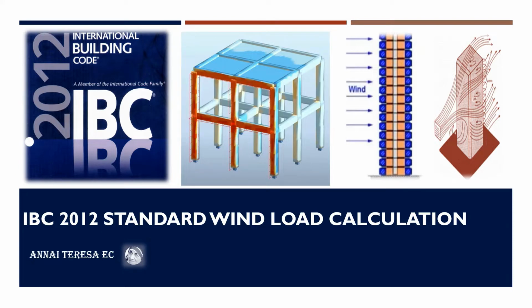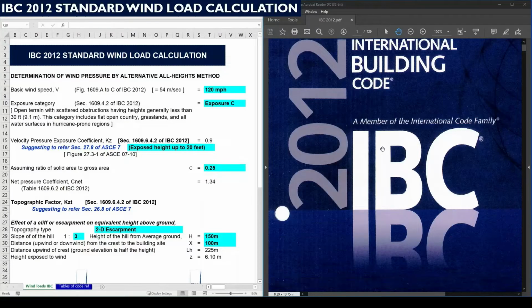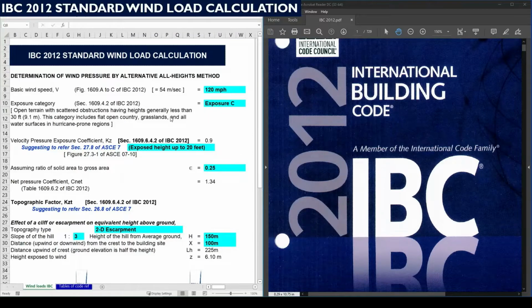In this video, we are going to do wind load calculation based upon IBC 2012. On the right hand side, you can see IBC 2012 in PDF format. So this is the International Building Code. On the left hand side, you can see an Excel sheet which is developed to demonstrate wind load calculation as per IBC 2012. In this calculation, we are going to use the alternative all height method.